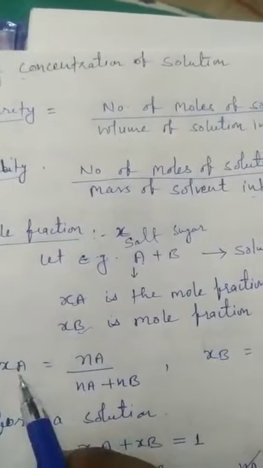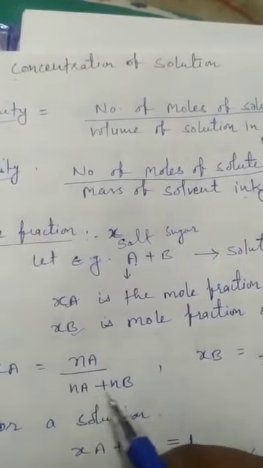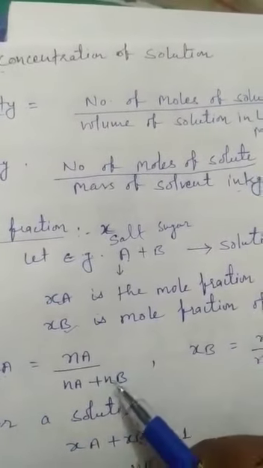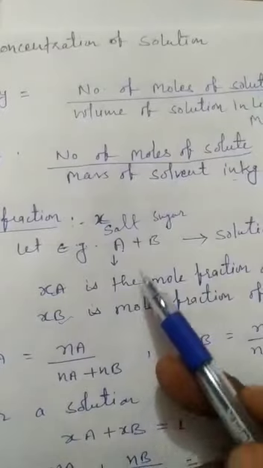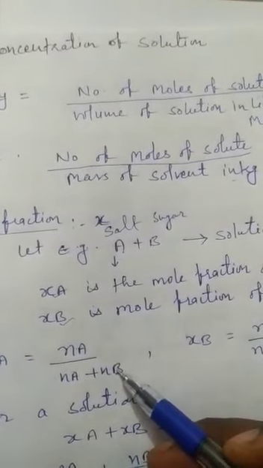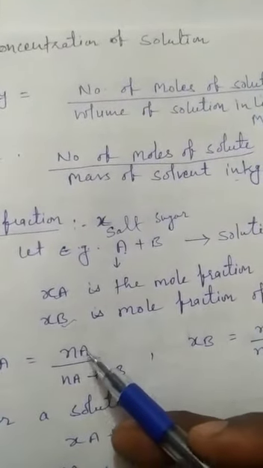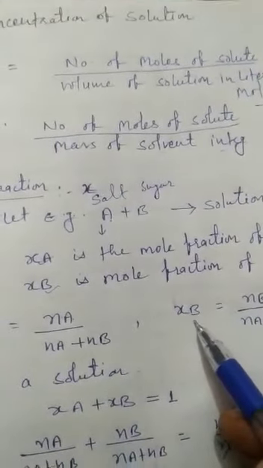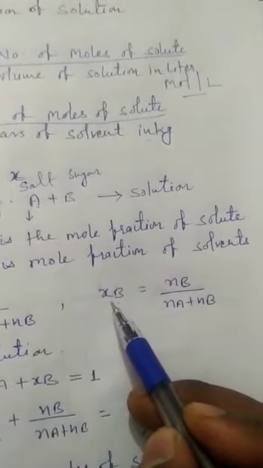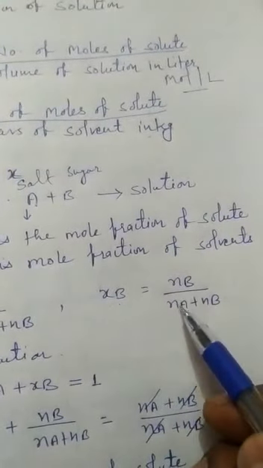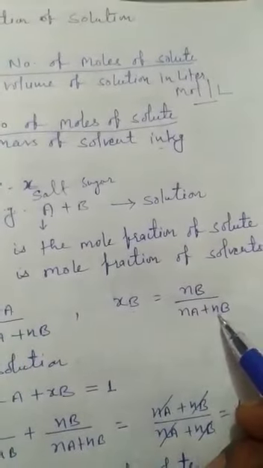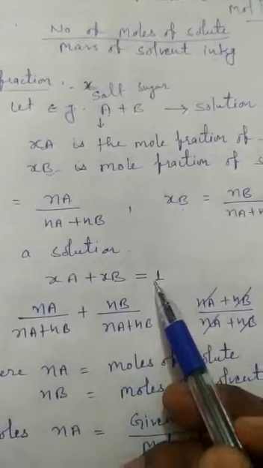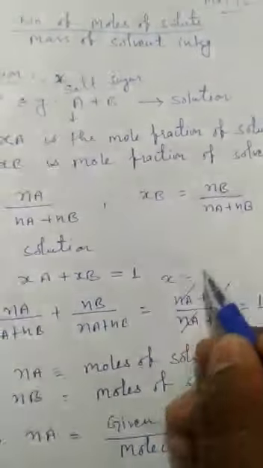So XA equals Na divided by Na plus Nb, where Na is the number of moles of A, while Nb is the number of moles of B. Nb represents moles of solvent, Na represents moles of solute. Similarly, this is the mole fraction of solvent, Xb equals Nb divided by Na plus Nb. Now for a solution, the total mole fraction XA plus XB equals 1.